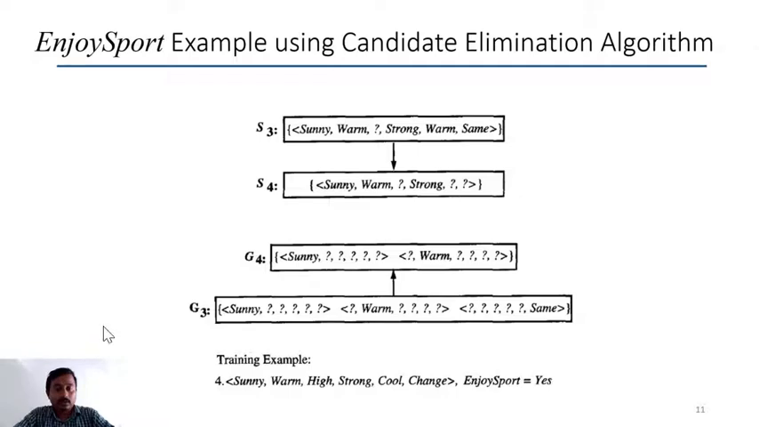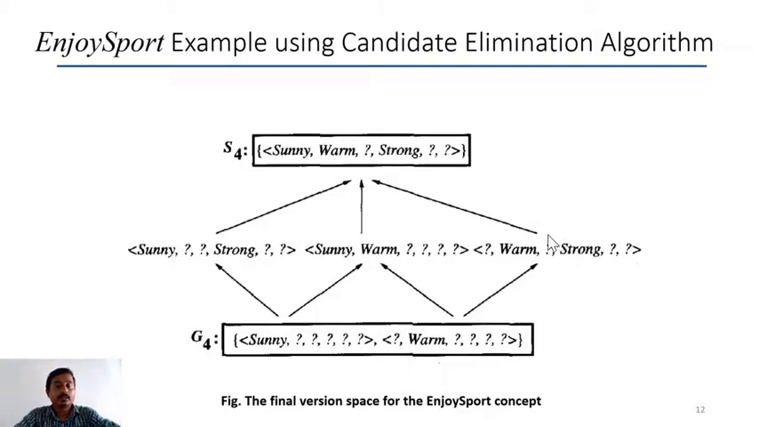Then is G3 covering this example? We have sunny, then warm at the second place. And what about the last hypothesis? Here we have same, here we have change, which is not consistent, so we have to remove this hypothesis. So our G3 will become G4. Finally, our version space is this one, S4 and G4, and we find the intermediate hypotheses by using the partial ordering between these hypotheses.